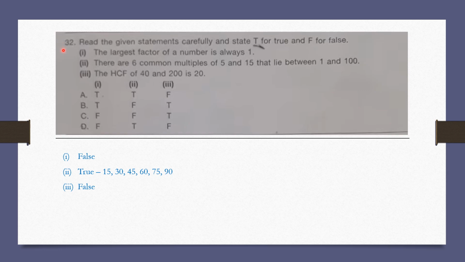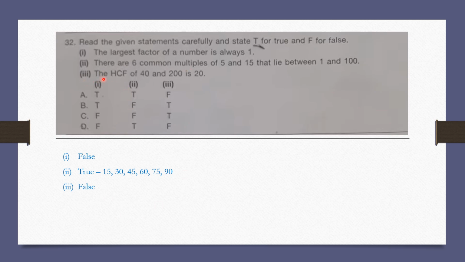Question number 32. Read the given statements carefully and state T for true and F for false. 1. The largest factor of a number is always 1. So this statement is false. It is the smallest factor of a number. 2. There are 6 common multiples of 5 and 15 that lie between 1 and 100. So common multiples of 5 and 15 are 15, 30, 45, 60, 75 and 90 between 1 to 100.